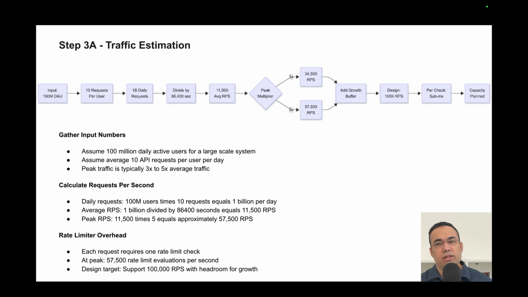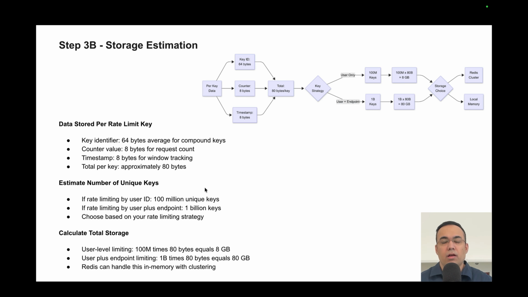The takeaway is that the numbers guide everything else. We now know that we need sub-millisecond checks at 100,000 operations per second. This rules out slow storage options like traditional databases and points us towards in-memory solutions like Redis. Now let's talk about step 3b, which is storage estimation.